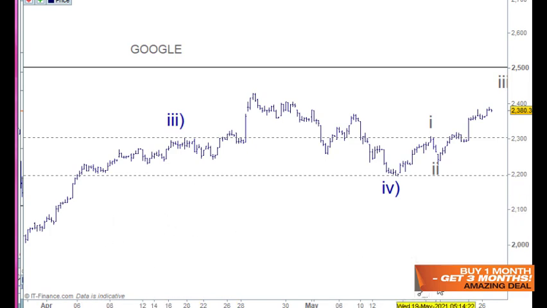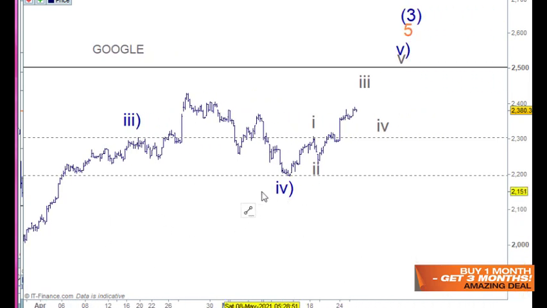I lost all my data on this one. I deleted it by mistake. But yeah, so this has still got a move to the upside, then wave 4 coming back to the wave 4 of one lesser degree, and then wave 5 moving up there. So that's how that will look.